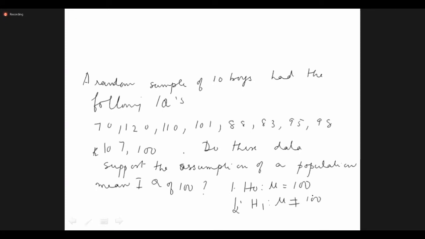Next we want the test statistic, x bar minus mu by s in root of n minus 1. But we don't know this x bar value and s value. That is why we will go for the calculation with the help of these values. Let me calculate x bar by adding all these and dividing by 10.